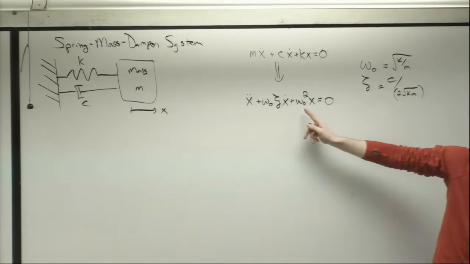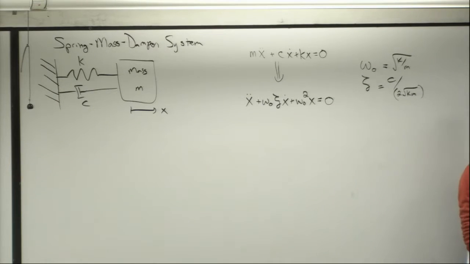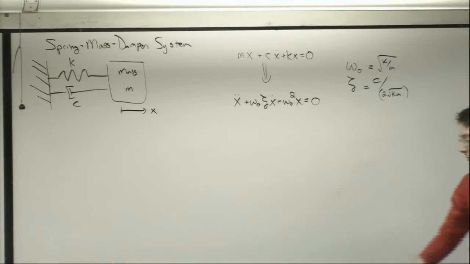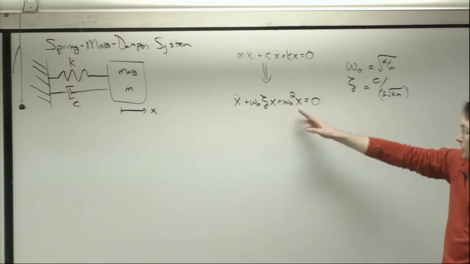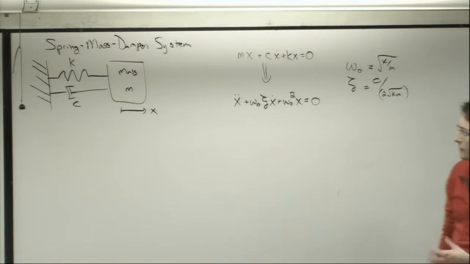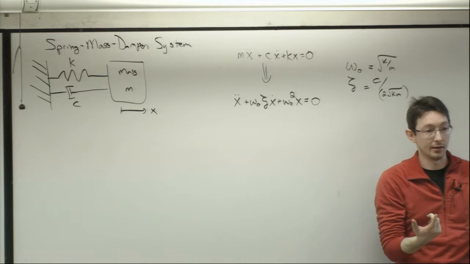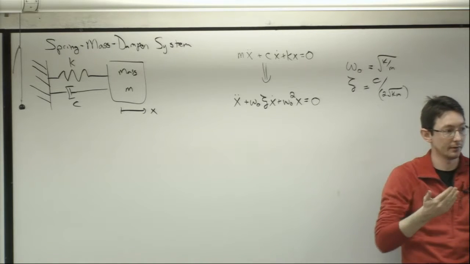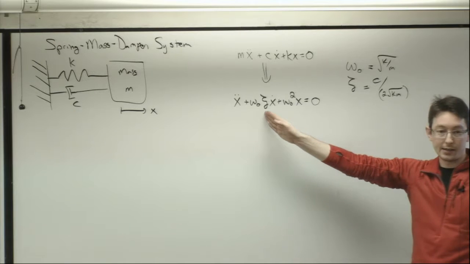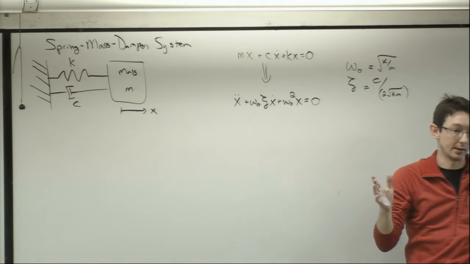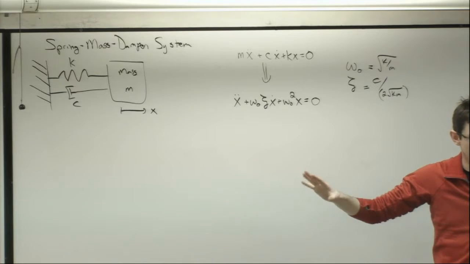So why do I like writing this in terms of omega naught and zeta? They're physical parameters. What do they mean physically? Natural frequency and damping ratio. So I can vary these independently. If I just vary omega naught, that changes the frequency of oscillation. If I independently vary zeta, that makes it more or less damped. So these separate the two effects.